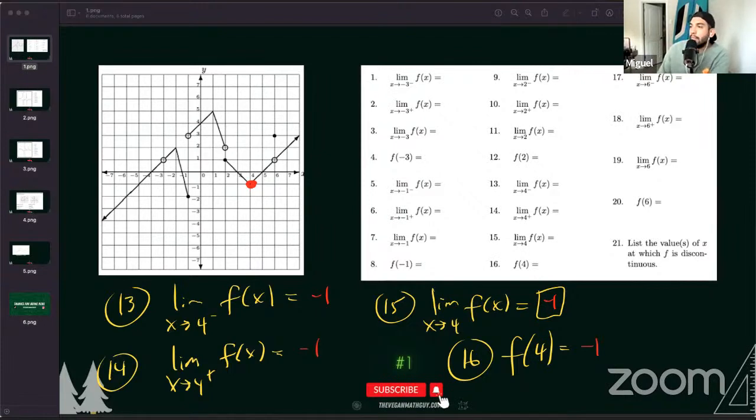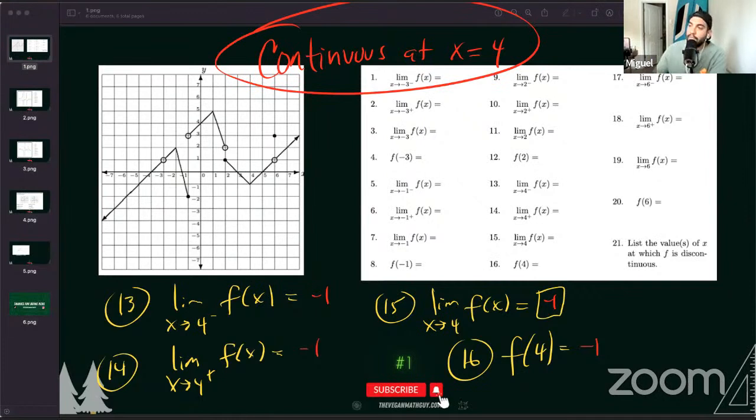This is a nice problem. Just looking at the graph, there were no holes, there were no jumps whatsoever at 4. So of course, the limit is going to be the same value all around. The limit is going to exist. The function is going to exist at -1. That's what we like to call continuous. So technically, it is continuous at x equals 4. Why? Because again, the function was defined, the limit exists, and they're all the same value all around. That's something that's really nice when it comes to continuity.